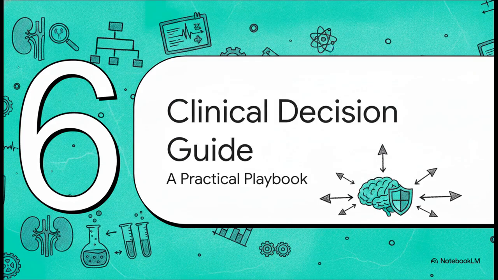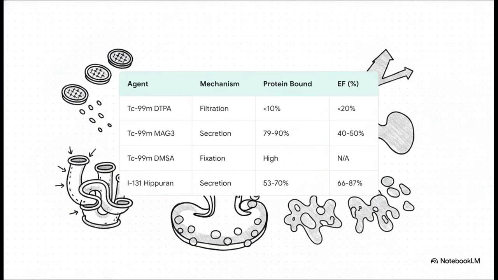Section 6. The Clinical Decision Guide. Let's synthesize this into a practical playbook. So, let's look at this master matrix to bring it all together. DTPA relies nearly 100% on glomerular filtration, has low protein binding, but a low extraction efficiency of less than 20%. MAG3, conversely, is almost entirely tubular secretion. It's highly protein-bound, but achieves a robust 40 to 50% extraction efficiency.